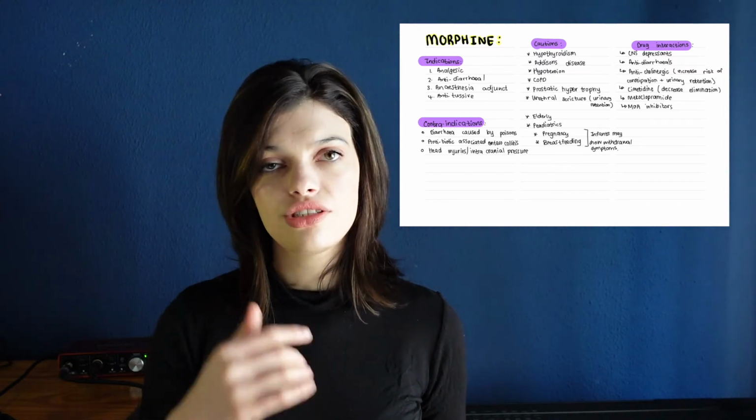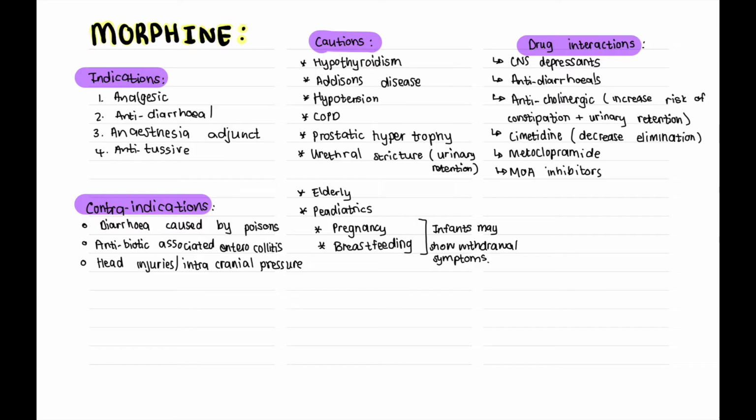Now this is an interesting one that we don't always remember. Cimetidine actually also has an interaction with morphine or morphine derivatives because it decreases the elimination of the drug, and this means that levels in the body are going to be higher and your patient is going to experience more side effects. Alright, and then also metoclopramide and monoamine oxidase inhibitors, which is also going to be an interaction.